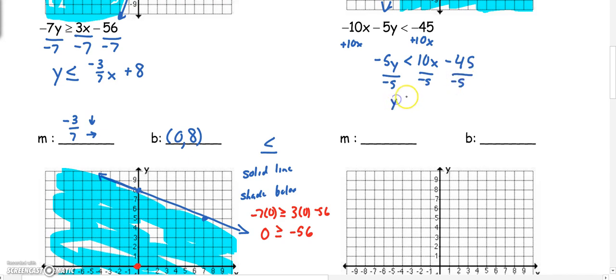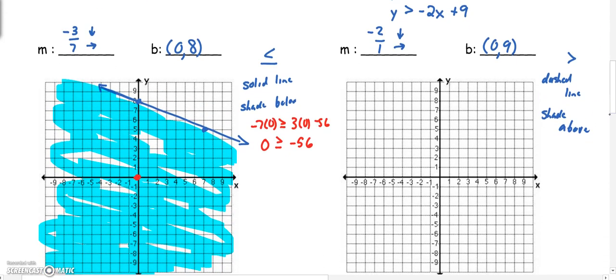So this is now y is greater than negative 2x plus 9. So my slope here is negative 2 over 1. So I would go down 2, right 1. My y-intercept is 0, 9. Because my inequality sign is a greater than, this should be a dashed line, and I should shade above.